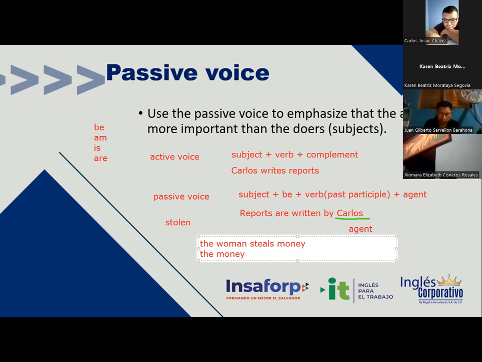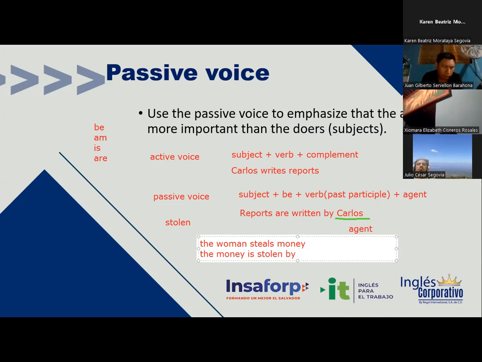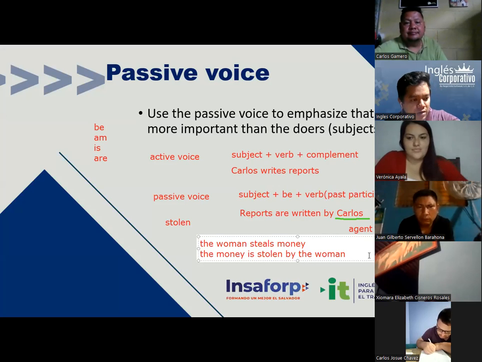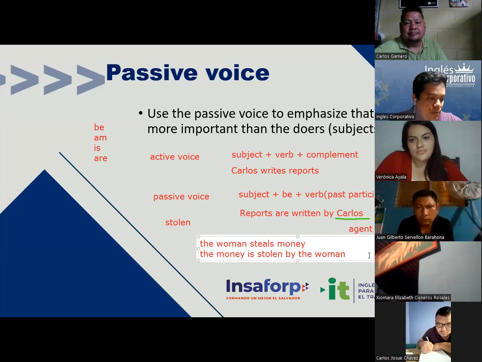Ahora bien, the money, entonces acá vamos a poner is como forma del verbo to be. The money is, y ahora el verbo principal en pasado participio. Stolen, y luego acá, by, este by es para decir por, right? By the woman. You see? Y aquí ya tenemos una passive voice example. Right?